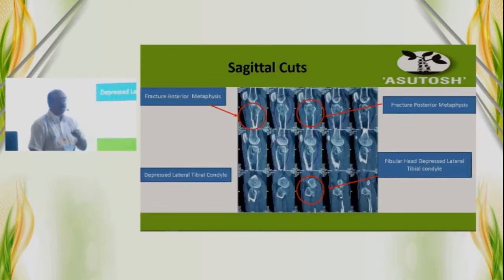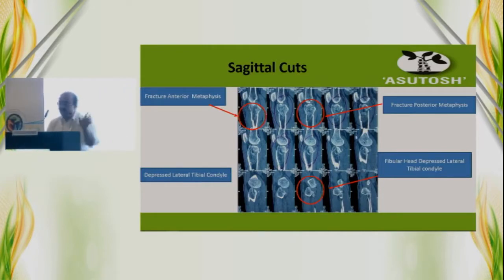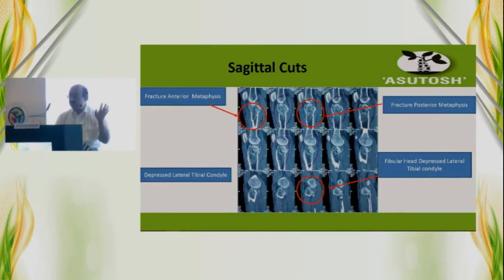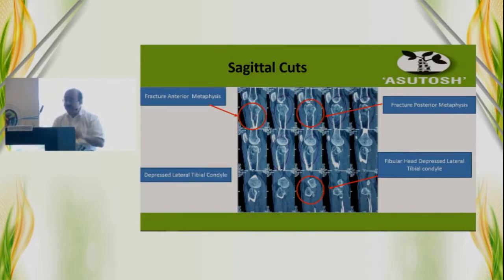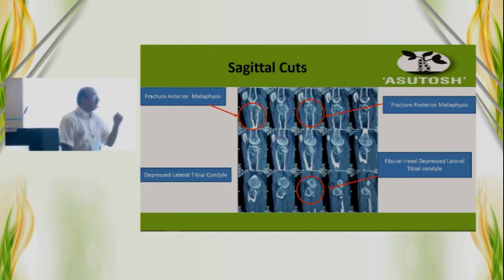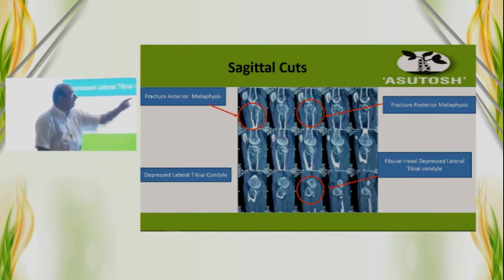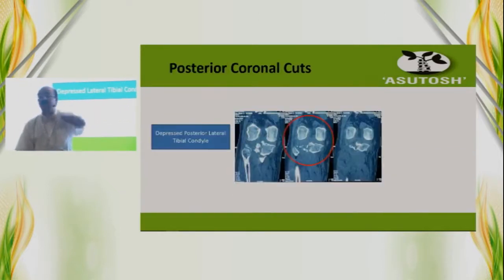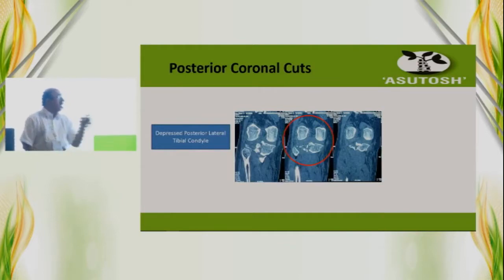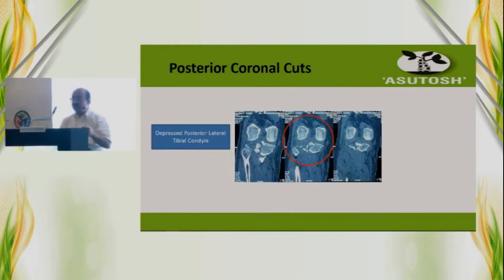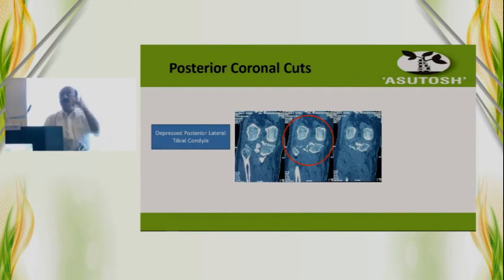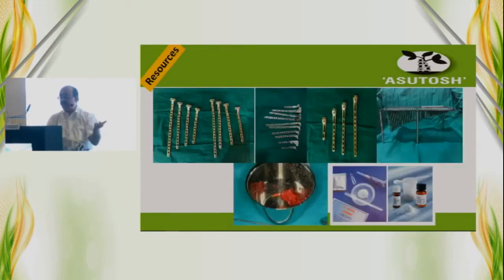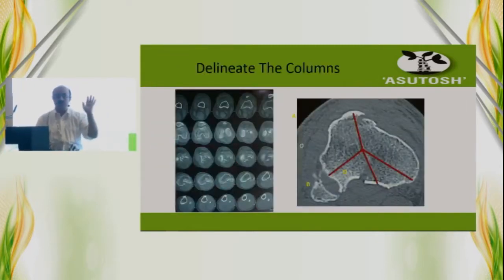Look at your sagittal cuts, study your CT scan carefully. Where is the anterior margin, where is the posterior margin, and of the fracture at the metaphyseal level, where exactly is the depression. And if you see the last one down there, on the fibular side there is posterolateral depression. Then you look at your posterior coronal cuts and look for the depression of the tibial condyle medially and posteriorly. Know your resources. I'm not going to talk about this.